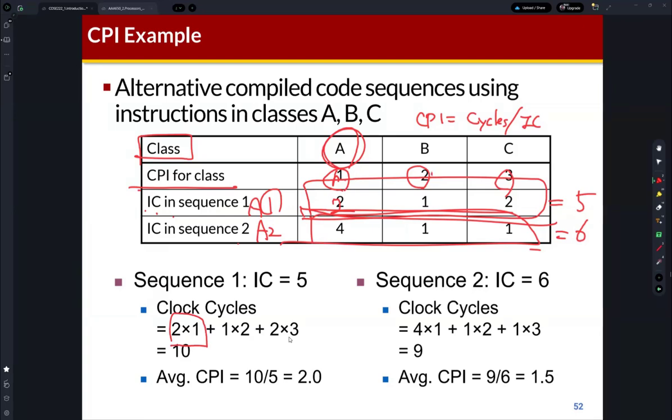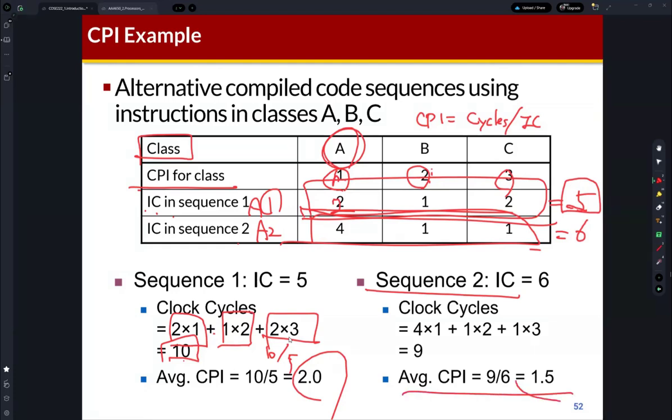And then class B, CPI is 2, and the instruction count is 1, so 1 multiplied by 2. And then 2 multiplied by 3 is class C. Then the total number of clock cycles is 10, right? By definition, the average CPI is 10 divided by the number of instructions, 5. Okay, so 2. And then for sequence 2, in the same way, we can calculate the average CPI, and it's 1.5.